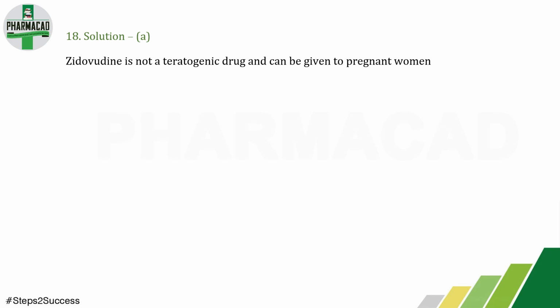So remember, zidovudine is not a teratogenic drug and it can be given to pregnant women. Hence, the first match that is given for zidovudine and skull defects is the wrong match. However, we know that thalidomide will cause limb defects, phenytoin causes facial defects, and the tetracyclines are responsible for the teeth and bone abnormalities. Hence, the other three options are the true ones.